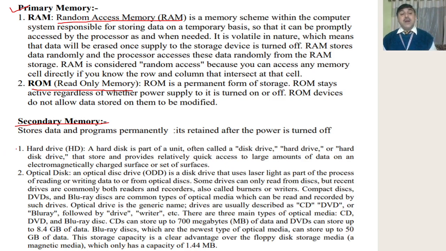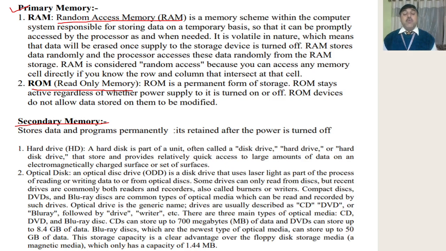Second, we have secondary memory. Secondary memory is the part where we are storing the data permanently. So in primary memory, there is one section where we can store the data permanently, which is ROM. But in secondary memory, there are different units, different sections where you can store the data for a long duration of time.